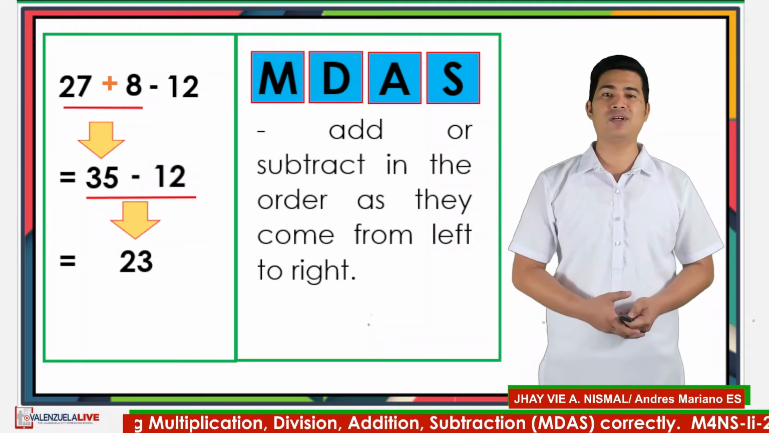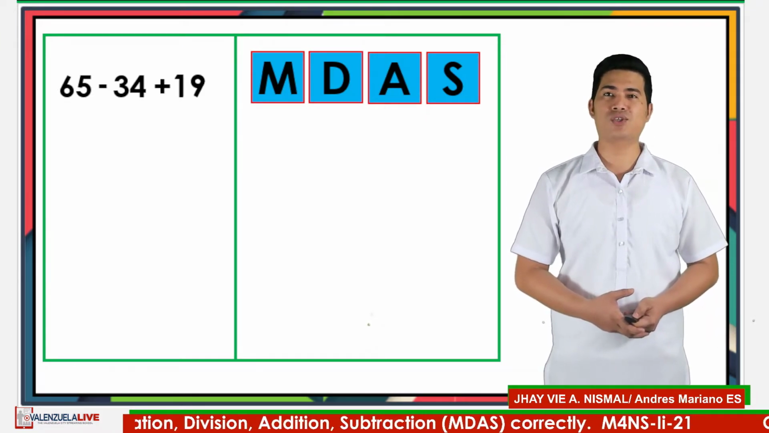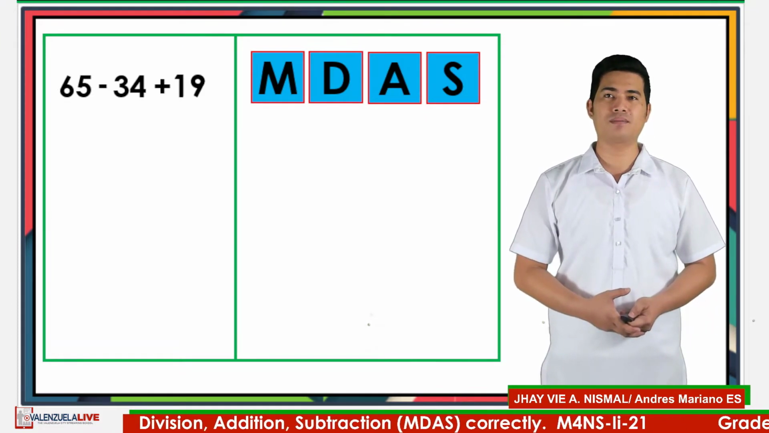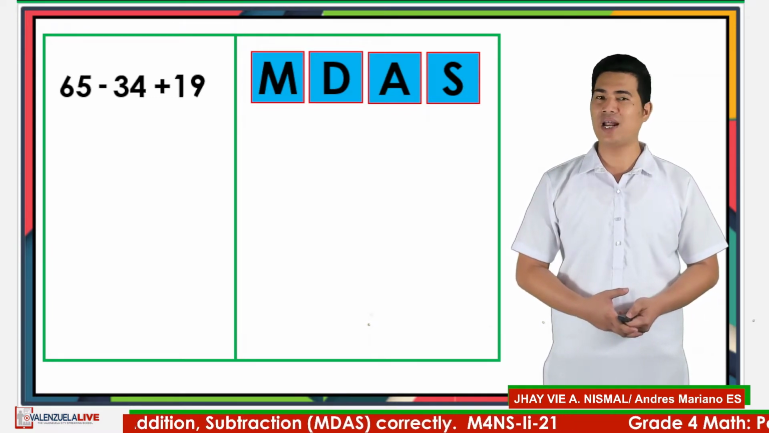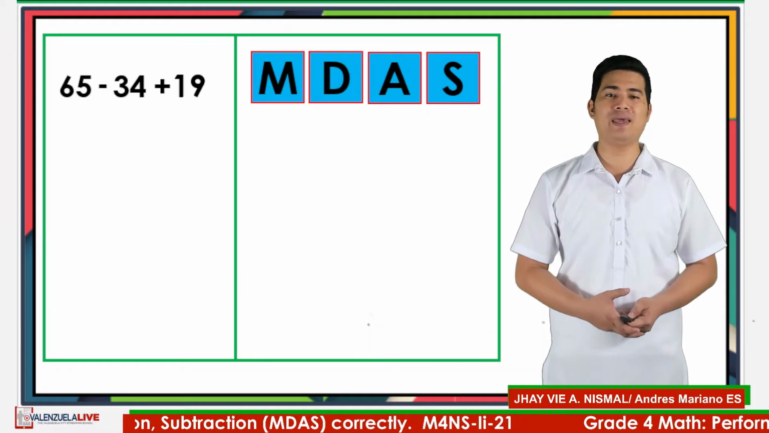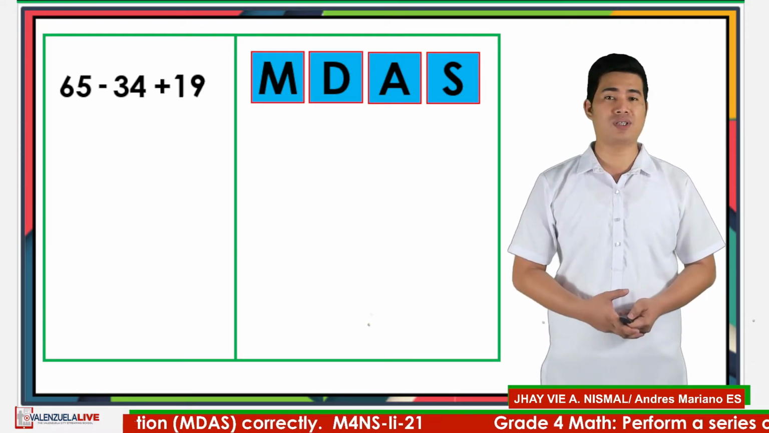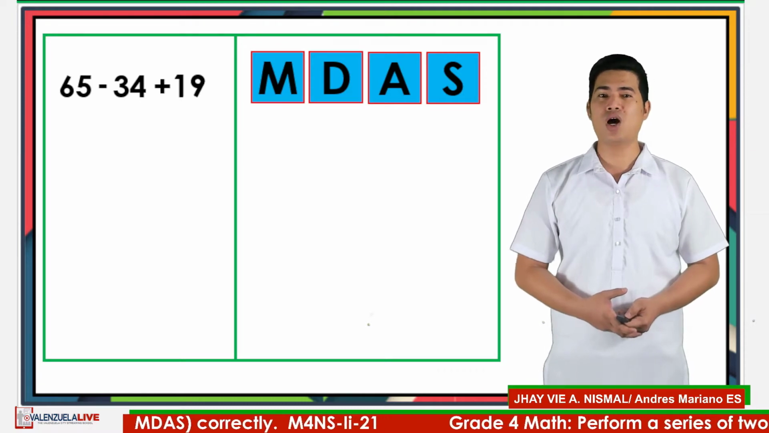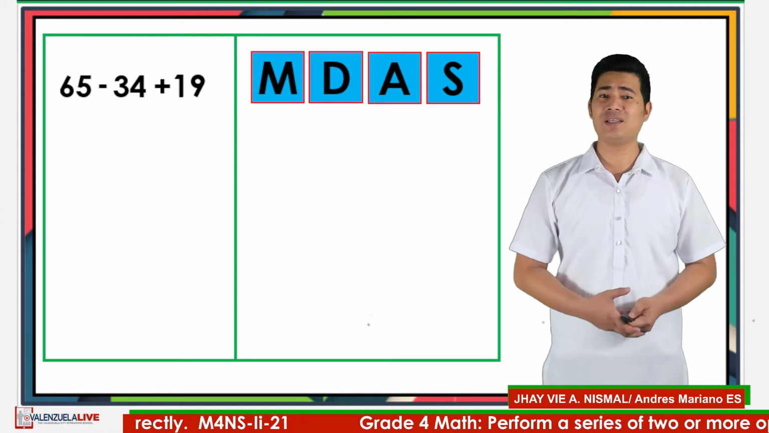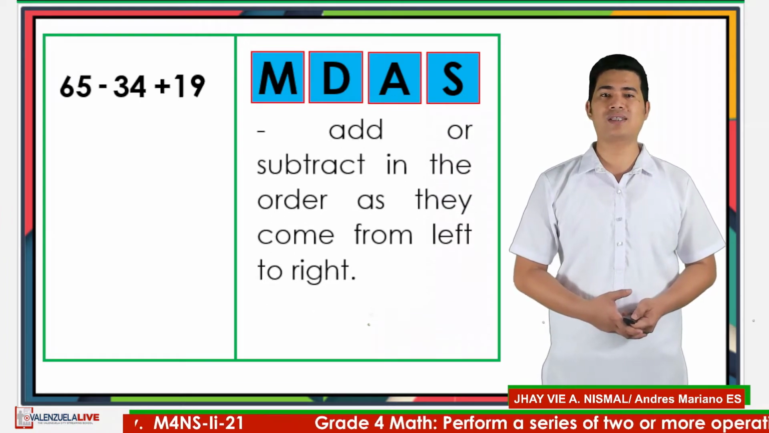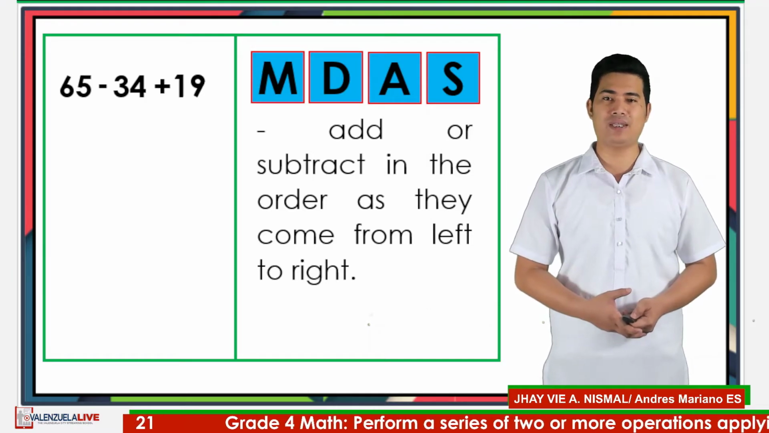Let's have another example. 65 minus 34 plus 19. What operations are given in the expression? Correct. We have subtraction and addition. What operation must be carried out first? Is it subtraction or addition? Why? Exactly. As the rule says, add or subtract in the order as they come from left to right.